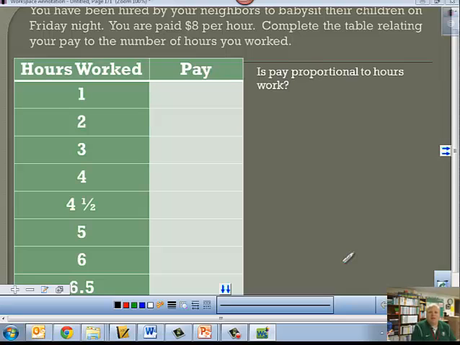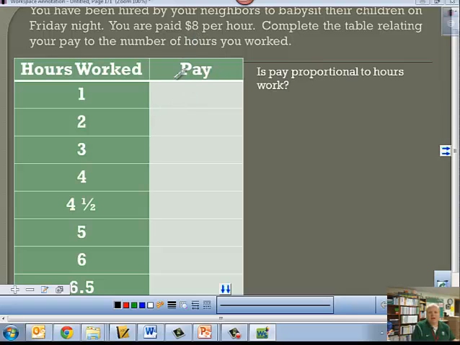Alright, so I have a problem. It says you've been hired by your neighbors to babysit the children on a Friday night. You're paid $8 an hour. Complete the table relating your pay to the number of hours that you worked. And then it wants to know, is the pay proportional to the hours? Alright, well let's look. For hour 1, how much am I going to make?